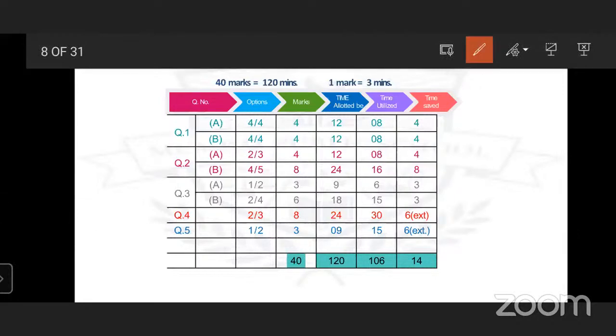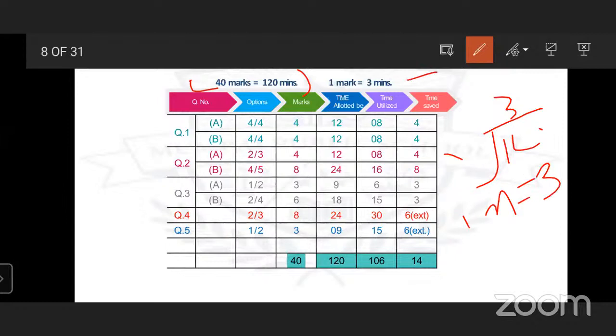Okay, now there are total 40 marks and time is 120 minutes. So when we divide 120 by 40, 1 mark is equal to 3 minutes. That means for 1 mark we have 3 minutes. So for each 1 mark we give 3 minutes.